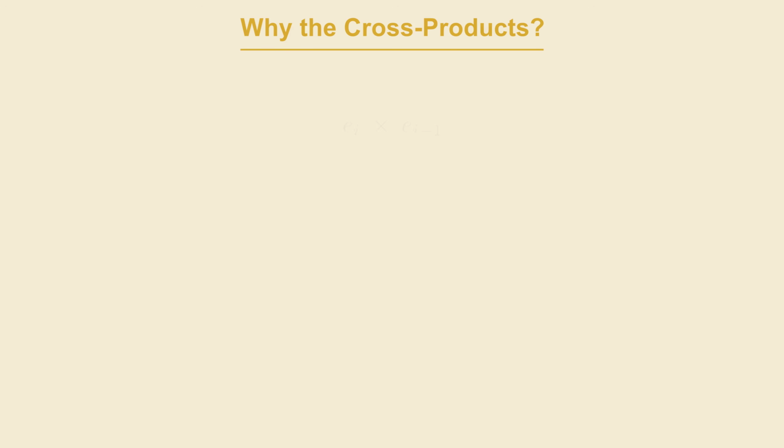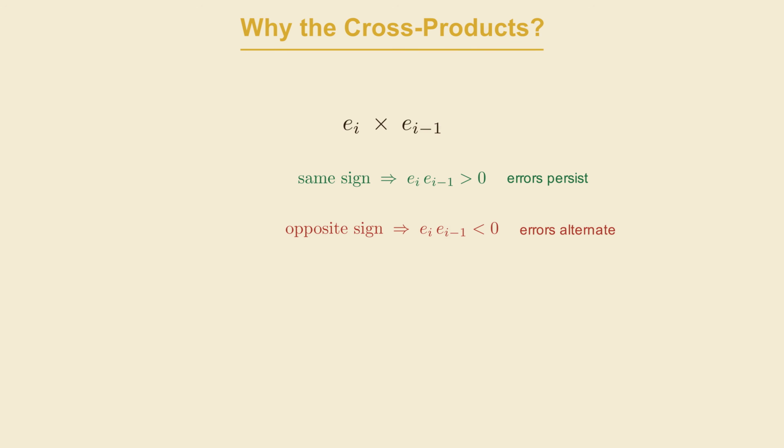So how exactly do Newey-West standard errors work? Let's see why those cross-product terms are the right thing to add. Think about what the product of one residual with the one before it actually tells you. When errors are persistent, a positive residual tends to sit next to another positive one, and a negative will sit next to another negative. So you're multiplying two numbers with the same sign and the product comes out positive. When errors alternate, you're usually multiplying a positive by a negative, so the product comes out negative.